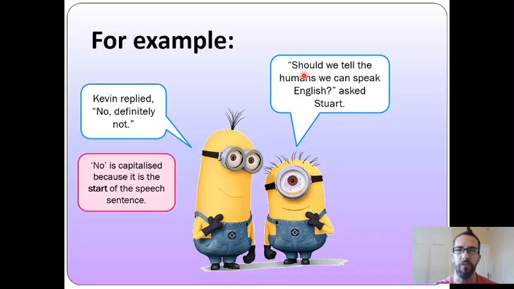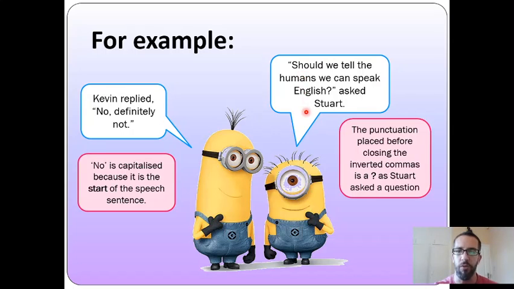Same over here with Stuart. The first word he speaks or says is should, so should gets a capital letter. And then if you were paying attention to our rules, the punctuation placed before closing the inverted commas is a question mark, as Stuart asked a question. So here with Kevin, he doesn't say these words here. These are just showing you that this is Kevin who's speaking. So we get a comma there. But here by Stuart, he's asking a question. Should we tell the humans we can speak English? So that needs a question mark.